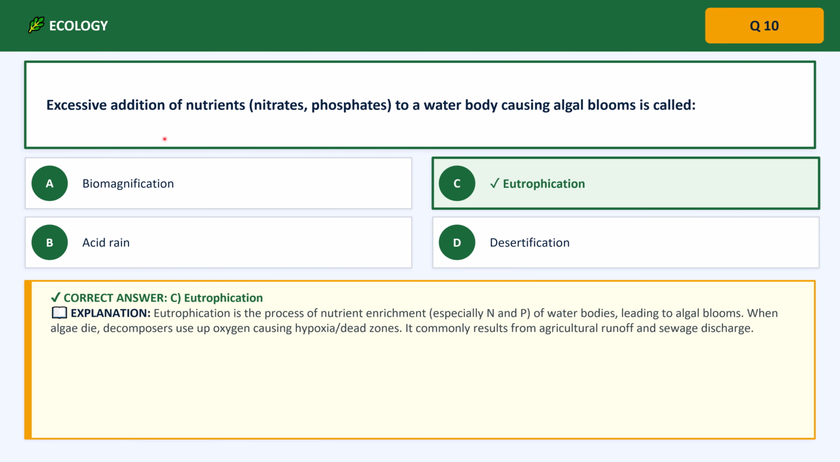Question 10. Excessive addition of nutrients, nitrates and phosphates, to a water body causing algal blooms is called, option C, eutrophication. Explanation: eutrophication is the process of nutrient enrichment, especially nitrogen and phosphorus, of water bodies, leading to algal blooms. When algae die, decomposers use up oxygen, causing hypoxia and dead zones. It commonly results from agricultural runoff and sewage discharge.